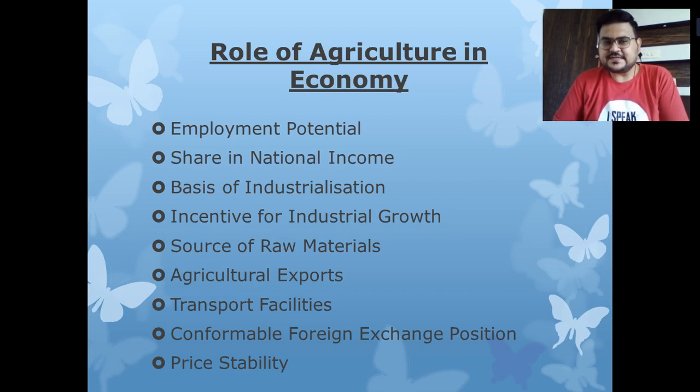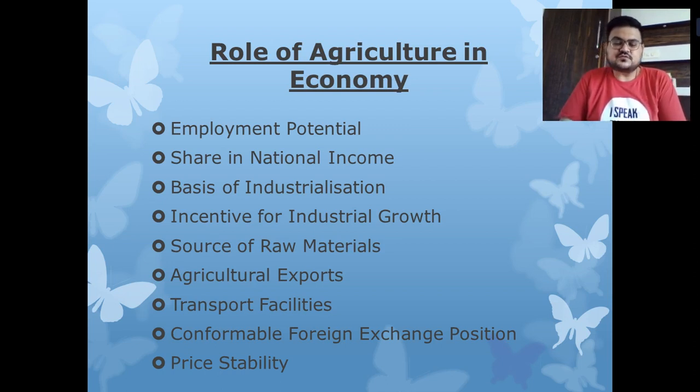Now, it also provides incentive for industrial growth. So agriculture is the one which promotes industry growth, which makes advances in industry. It is the source from where the raw material is coming. If you're talking about a furniture manufacturing unit, where does the wood come from? It comes from agriculture. Where does the cotton, as I said, come from? It comes from agriculture.